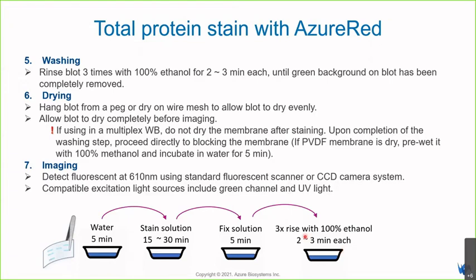So in the imaging step, the AzureRed staining will be imaged at fluorescence 610 nanometer wavelength. You can use either a CCD camera system or a fluorescence scanner. Of course, based on the dye, in this case AzureRed, it is also compatible with the green channel and UV light.